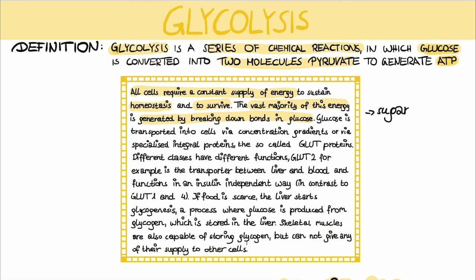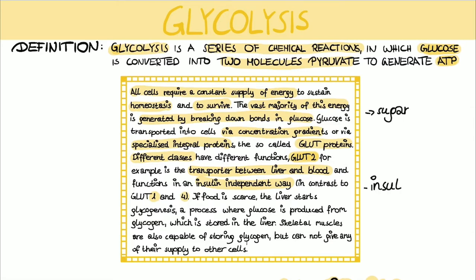Glucose can be transported into cells via concentration gradients, but way more effective are integral proteins. They're called GLUT proteins. As with many other proteins, there are various different classes. For example, we've got GLUT2, which is responsible for transporting glucose between the liver and the blood, and which functions in an insulin-independent way. There is also GLUT1 and GLUT4, which work in an insulin-dependent way, which just means that they need insulin to work properly.